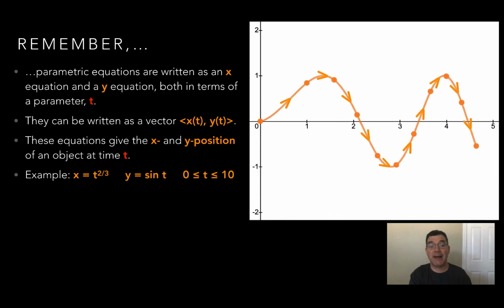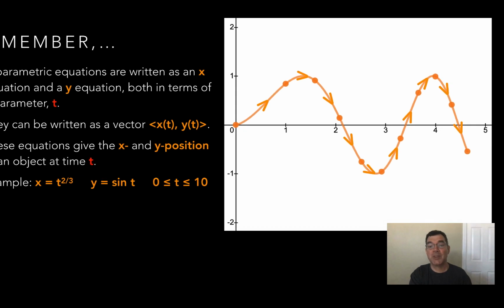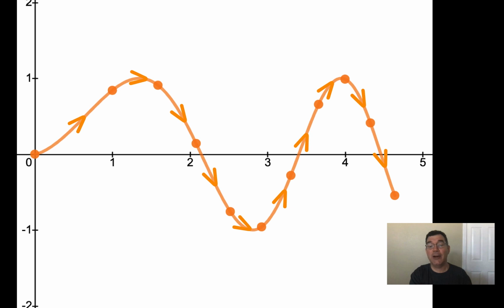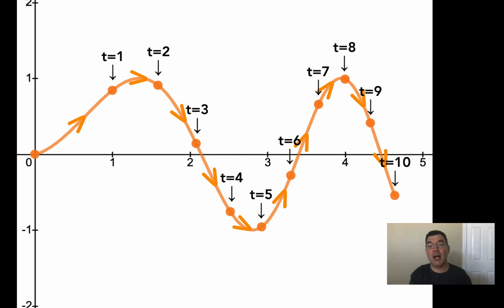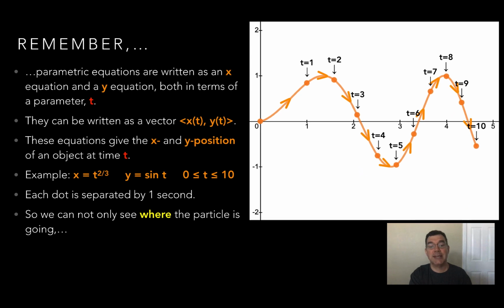So for example, if I have x equals t to the 2/3 and y equals sine t as t goes from 0 to 10, then I get a graph that looks like that. Now the arrows show the direction of the path. And so each of those dots is separated by 1 second. So the first dot is when 1 second has passed, and the second dot is when 2 seconds have passed, and so on. So I see where the particle is going, but I also know when it's going to reach each of those points on the curve.